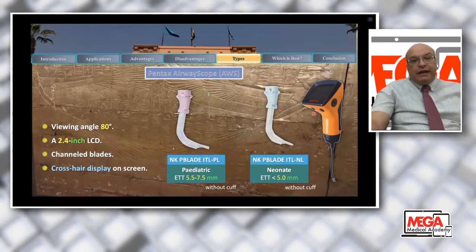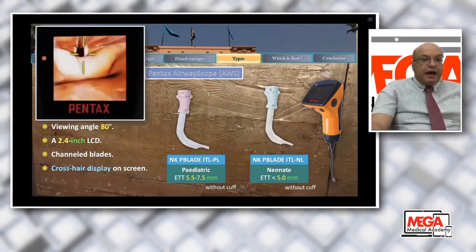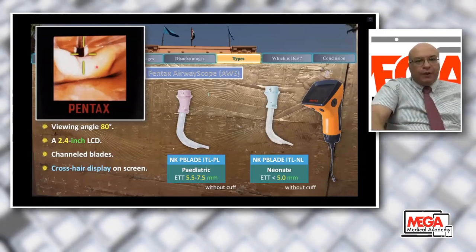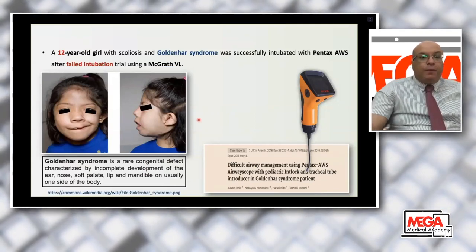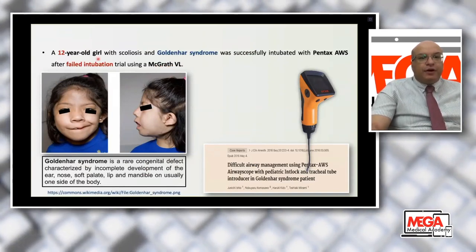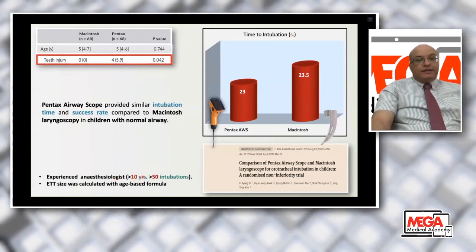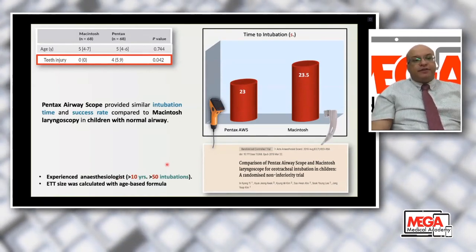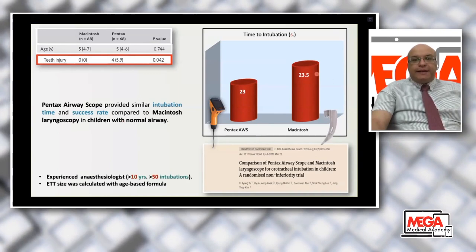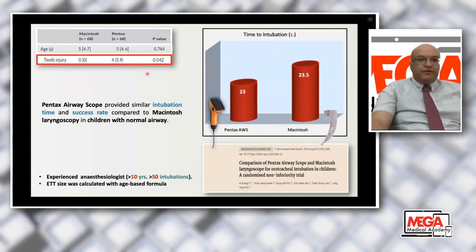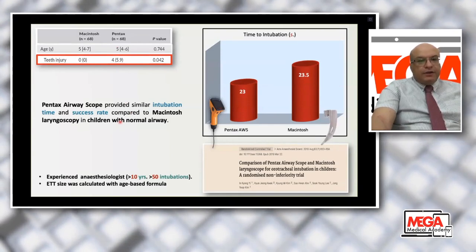There is a 2.5 inch LCD screen with very high resolution and a channel plate. Interestingly, there is a crosshair display, like you are going to shoot the tube into the glottis, which facilitates intubation indeed. Here is a description of using the Pentax AirWay Scope after failed intubation with McGrath in a 12-year-old girl with Goldenhar syndrome. Also, this study included experienced anesthesiologists, with more than 10 years of experience and more than 50 intubations, and the tube was calculated per age. They found the Pentax AirWay Scope has a comparable time to intubation with Macintosh, so there is no difference here. However, interestingly, Pentax was associated with more dental injury than the Macintosh, the direct laryngoscope.